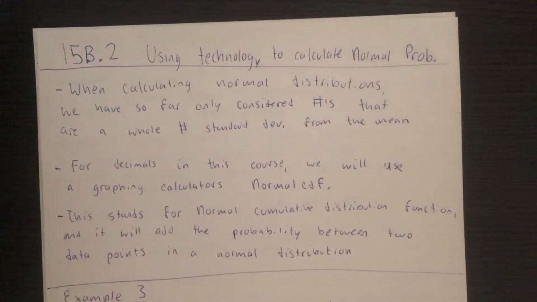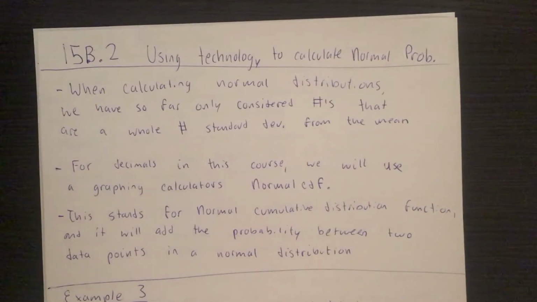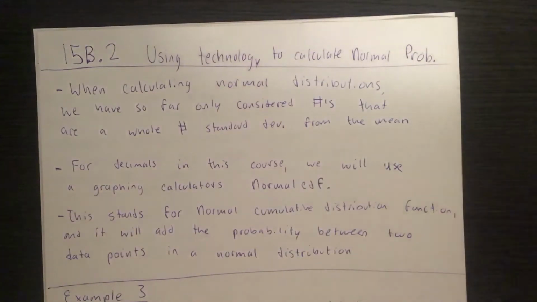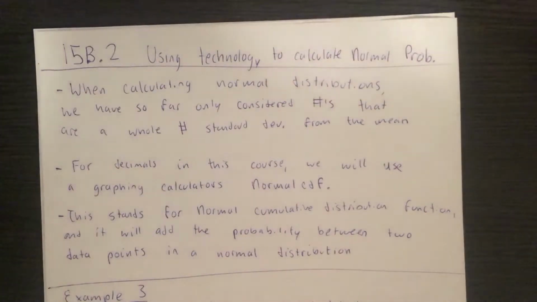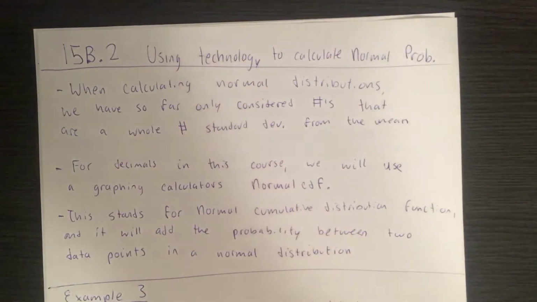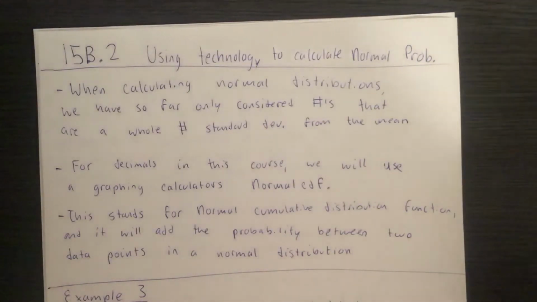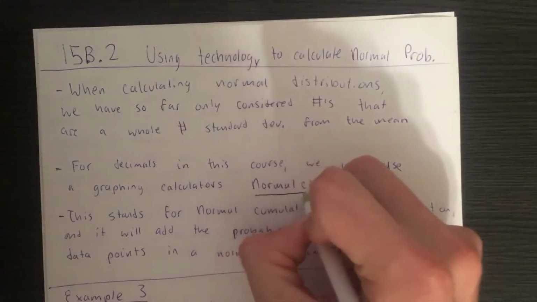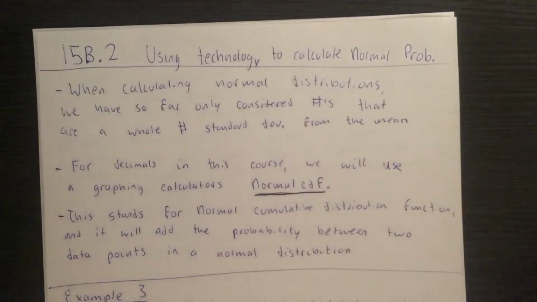So kind of going into today, the first thing is that when we've calculated normal distributions so far, last class, we only considered numbers that are a whole standard deviation away, that were one standard deviation or two or -1 or -2. But what we're going to look at today is the decimal approximations. So in this class, we're going to be using calculators to figure out the decimal ones, and we're going to do that with a function on there that's called the normal CDF.